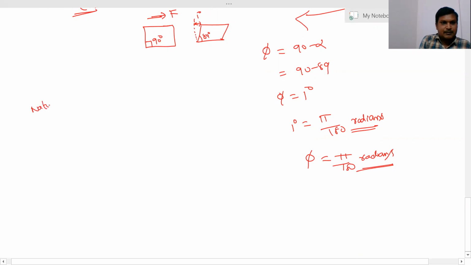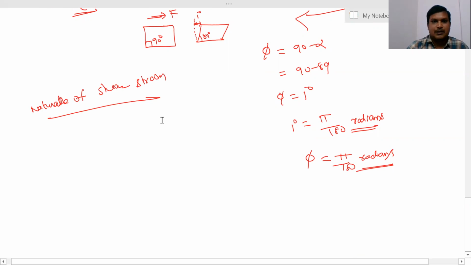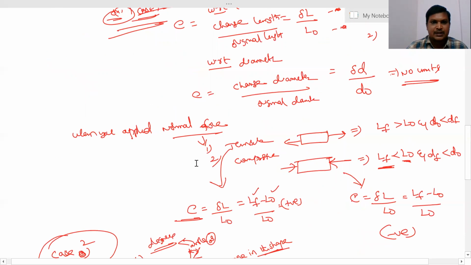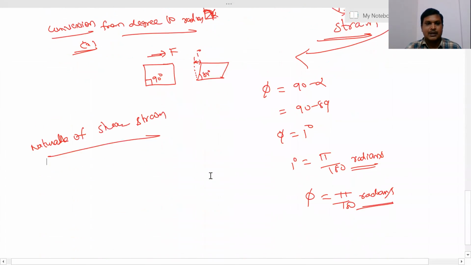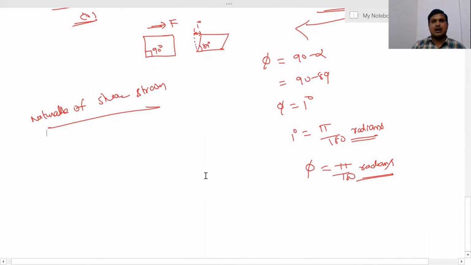Nature of strains. Nature of shear strain. Previously we discussed the nature of normal strain. The normal force leads to normal stress as well as normal strain. The nature of normal strain may be tensile or compressive, that is, positive or negative. Likewise, shear strains also have two natures, positive as well as negative.